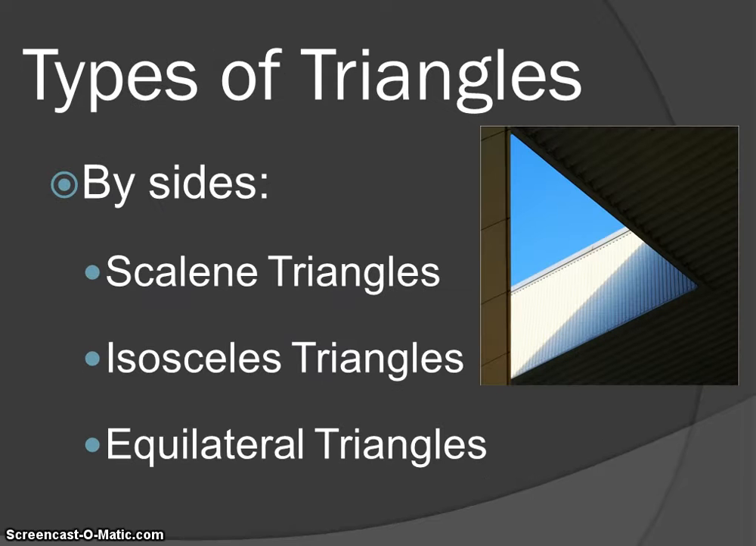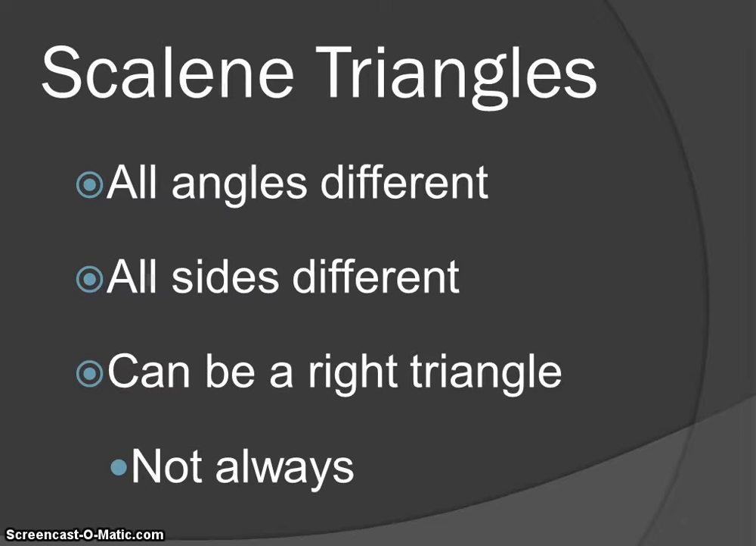Triangles can be categorized into different groups. This is done by either sides or by angles. When categorizing triangles by sides, you have three types: scalene, isosceles, and equilateral. Scalene triangles are triangles in which each angle is different, each side is different than the others, and it can be a right triangle, but not always.